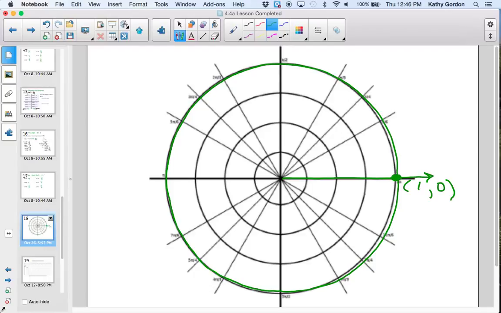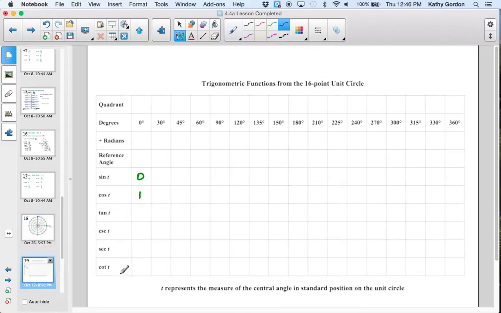Okay? All right, then we start rotating, and we rotate up to an angle of 90 degrees. So now my point's right here. What is the ordered pair of that point? So what's my sine? What's my cosine? So put those in.